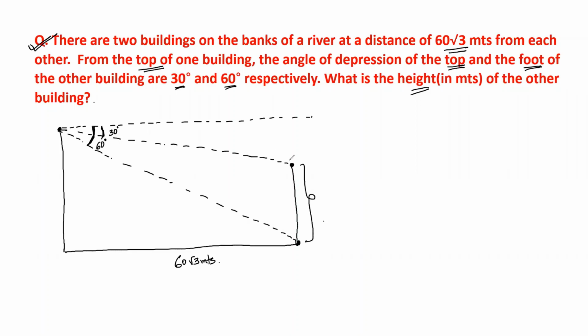Now let us represent these points. Say this point to be A, this point to be B, this point to be C, this point to be D, and let us extend this to a point till D dash. Since the length of BC is 60 root 3 meters, so the length of AD dash will also be 60 root 3 meters.